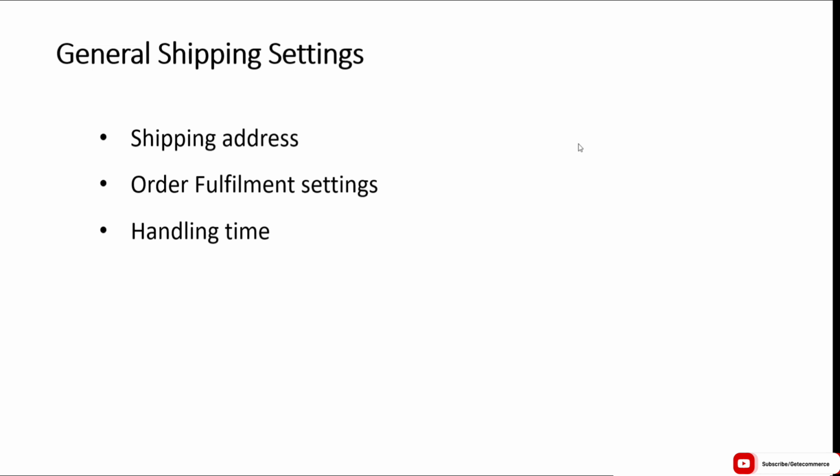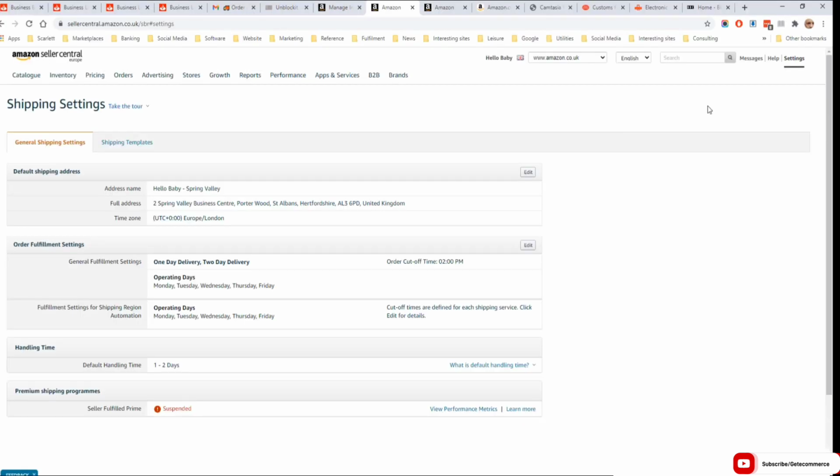Fulfillment by merchant shipping settings set the shipping addresses from which the products are shipped, and the general order fulfillment settings, which are days of operation and the cut-off time for shipping services. And you also see the default handling time. The settings are under Settings, Shipping Settings, General Shipping Settings. Here we can see the default shipping address, which can be edited. Also the order fulfillment settings.